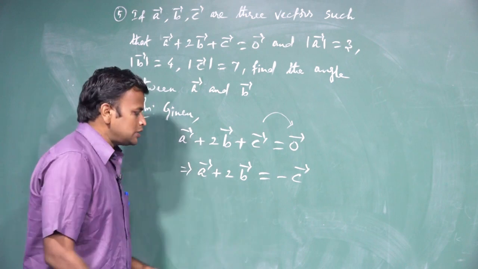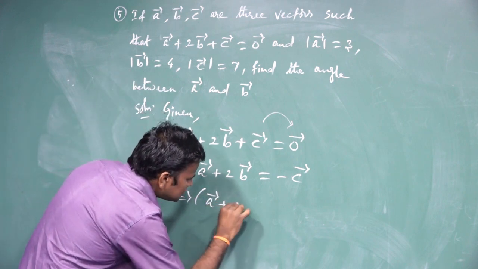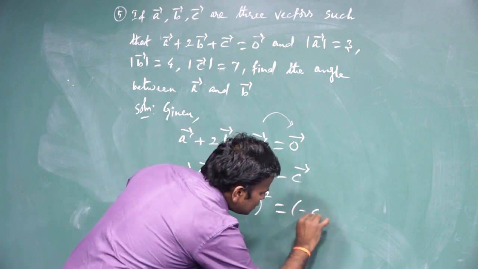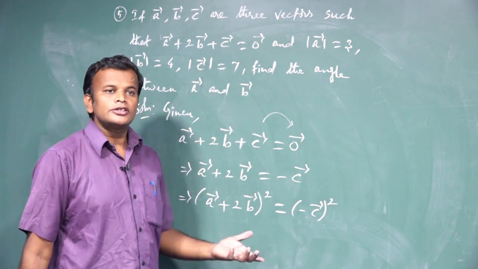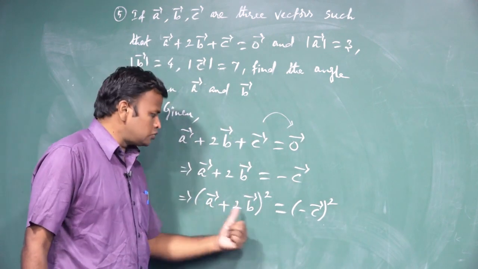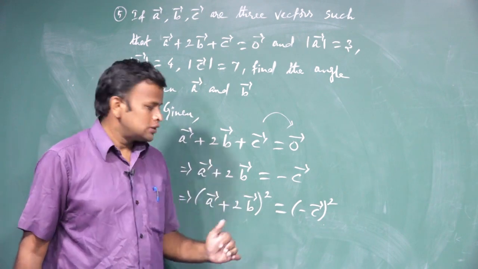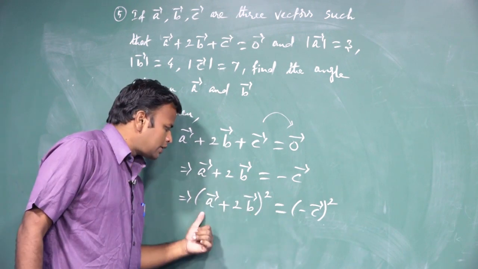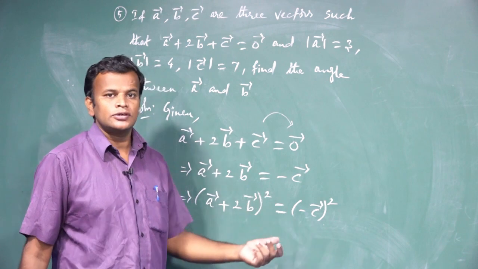So the next step is taking a square on both sides. A vector plus 2B vector the whole square is equal to minus C vector the whole square. To find the angle between these two vectors, the next working rule is squaring on both sides.